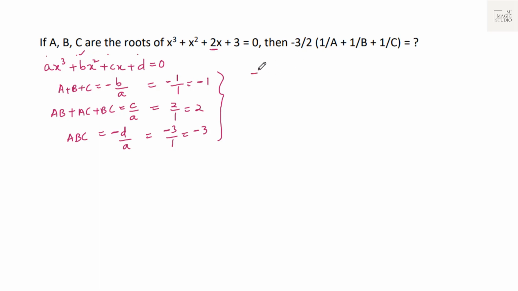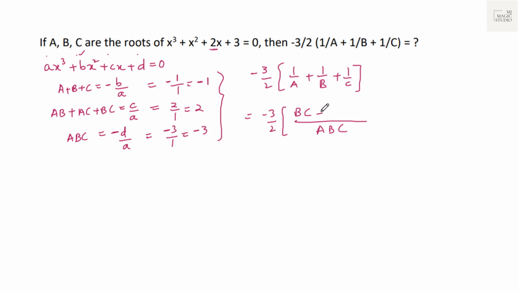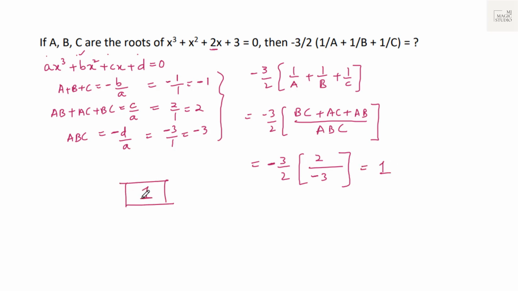They are asking us to find the value of minus 3 by 2 into 1 by a plus 1 by b plus 1 by c. If we solve this, we'll get minus 3 by 2 with LCM abc. The numerator we will have bc plus ac plus ab. If we look carefully, we have these values. Minus 3 by 2, bc plus ac plus ab is 2, and abc is minus 3. So minus 3 by 2 into 2 by minus 3 is 1. In the box given, we need to type 1.